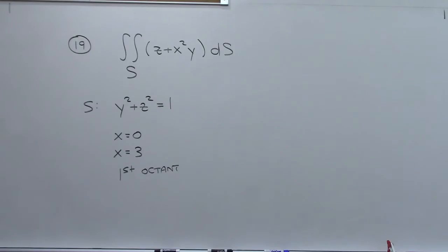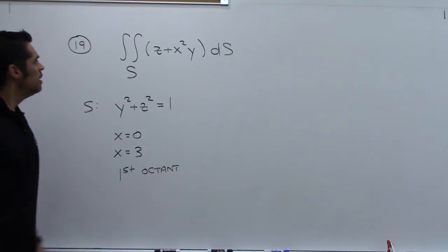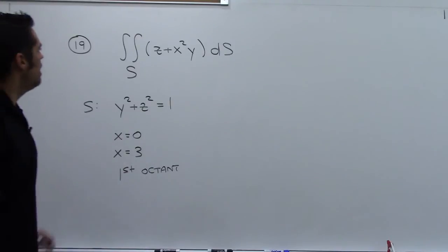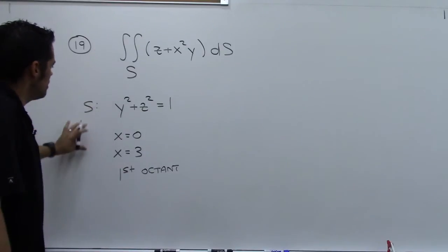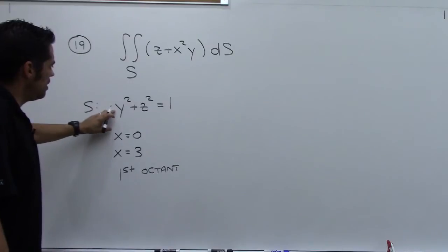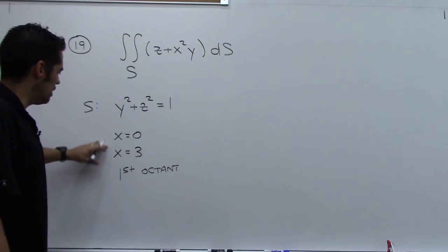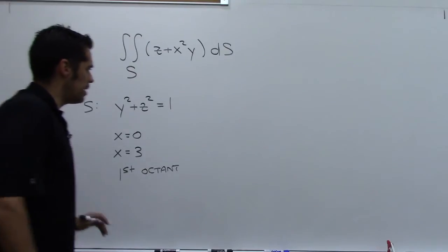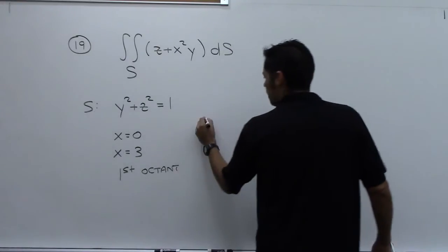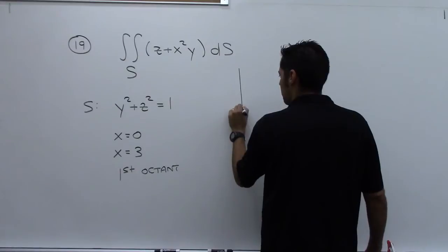Okay, I'm working 13.7. Number 19, we have this surface integral. Here's our surface S. We have a cylinder, radius 1, that comes out the x-axis. We're looking in the first octant and we're cutting it off between x is 0 and x is 3. So let's see.